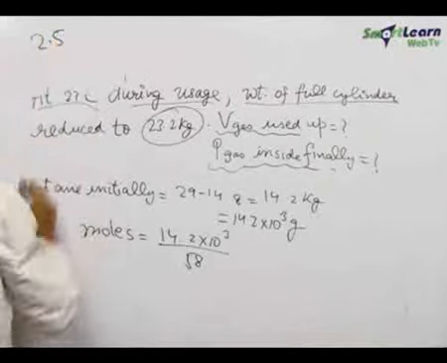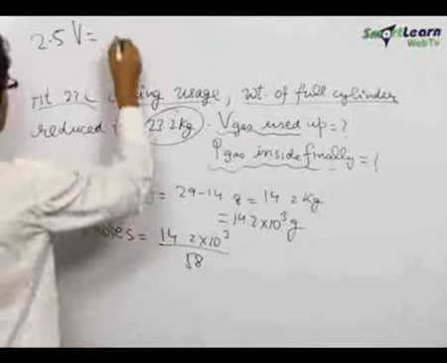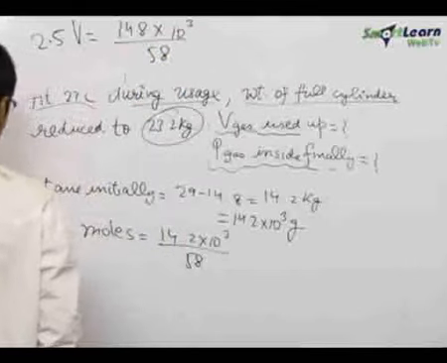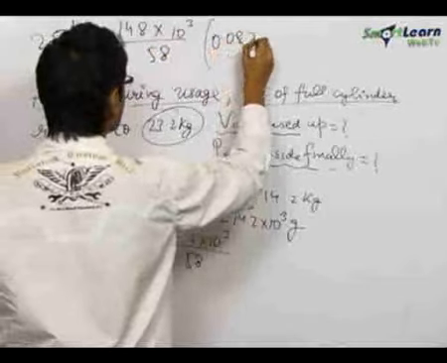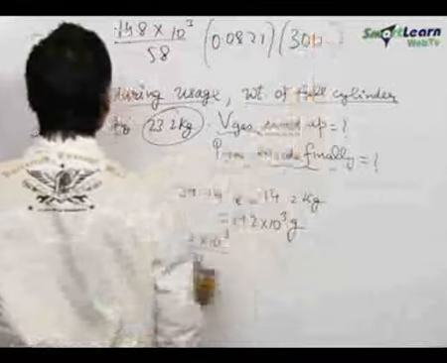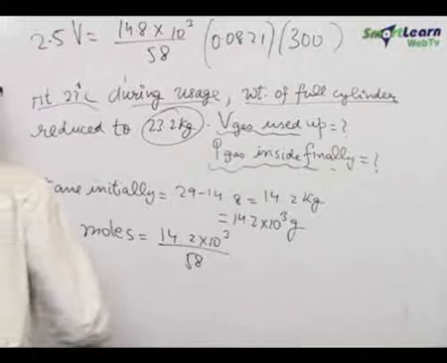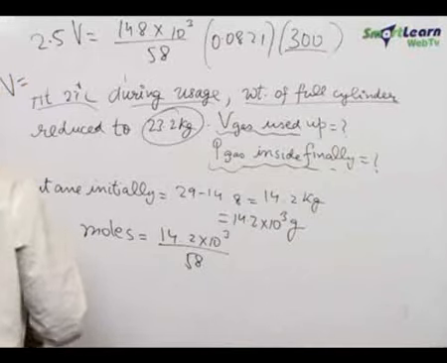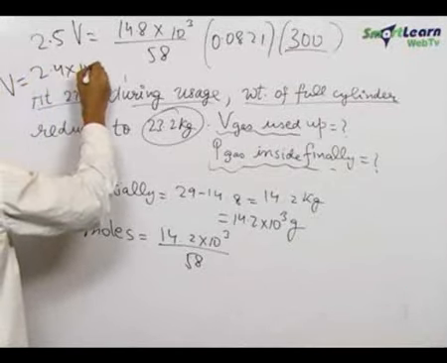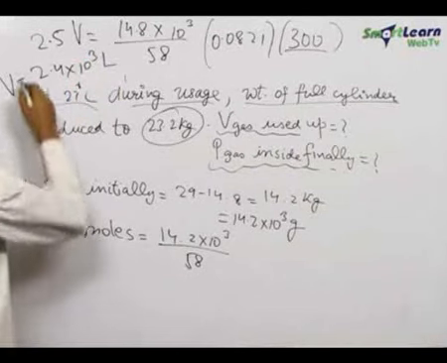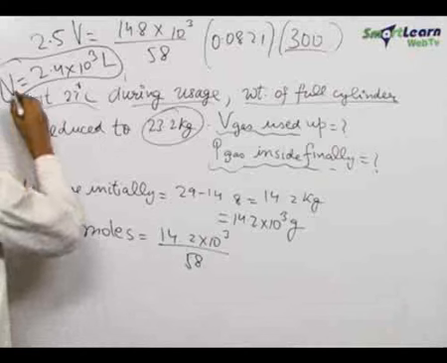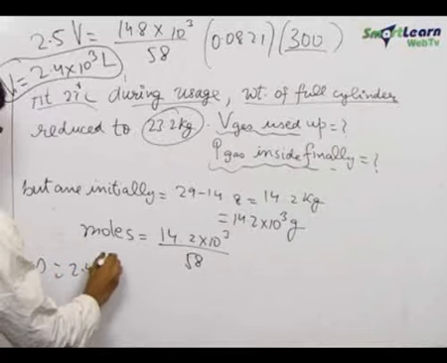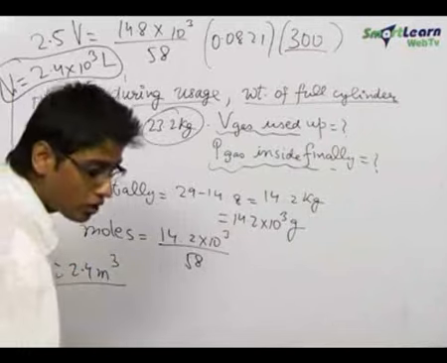We have pressure equals 2.5 initially into volume is equal to n, which is equal to 14.2 into 10 power 3 upon 58. This is the number of moles into the gas constant, which is 0.0821, into the initial temperature, which was 27 degrees centigrade. We converted into Kelvin, which is 300 Kelvins, and hence we get the initial volume, or the total volume of the cylinder, equals 2.4 into 10 power 3 liters. This is the volume of butane present initially. This can also be taken as 2.4 meter cube.